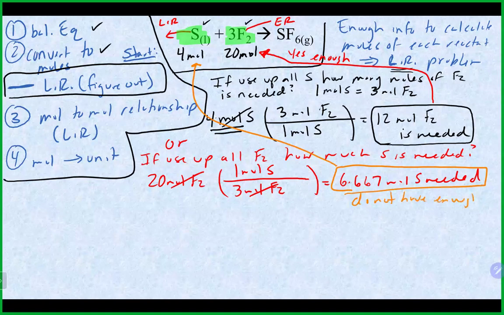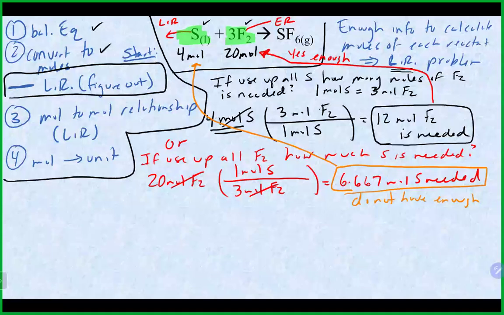And it tells us the exact same thing. It tells us that because we do not have enough, the moles of sulfur is our limiting reagent, and the moles of fluorine would be our excess. You only have to figure out one of them. You don't have to do both calculations, but they both will tell you the same thing. Any questions on that there?